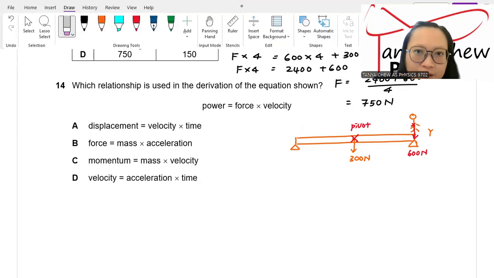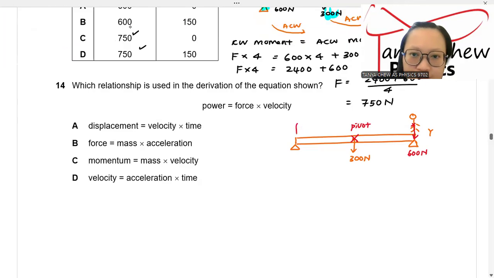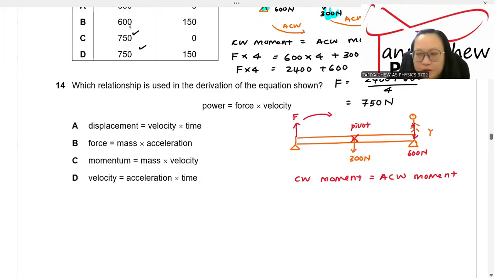F is acting vertically upwards. This is F. Okay, now use the same method. Clockwise moment is equal to anti-clockwise moment. Force F towards the pivot, because the pivot is on the right-hand side. That is why this is called clockwise moment. And 600 Newton towards the pivot.